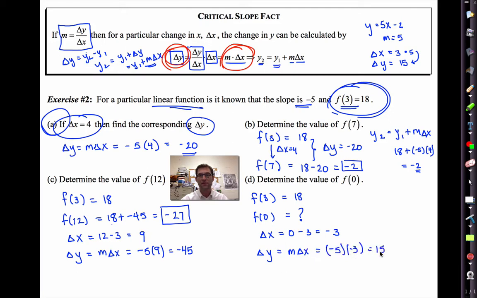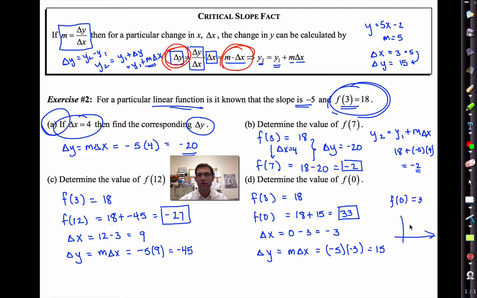or +15. So again, we can now erase the question mark by f of 0, and we can say f of 0 is my y1 plus my change in y, which must be 33. Isn't that cool? Now, if you thought that the change in x was positive 3, then you'd get the change in y to be negative 15, and you probably would think that f of 0 was 3. But that would be a little bit weird, right? If you got f of 0 to be 3.